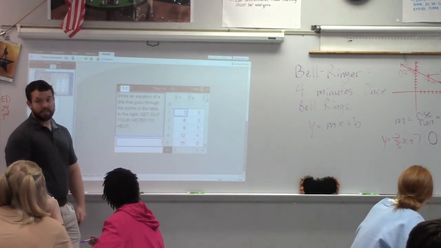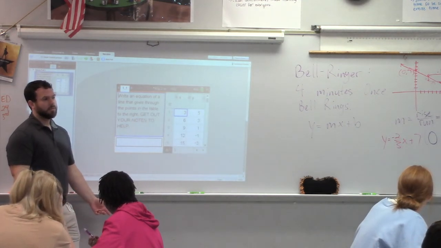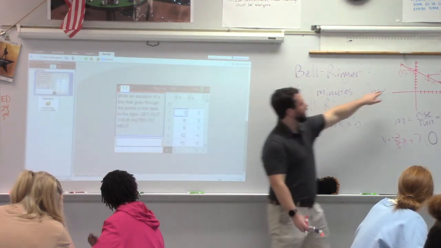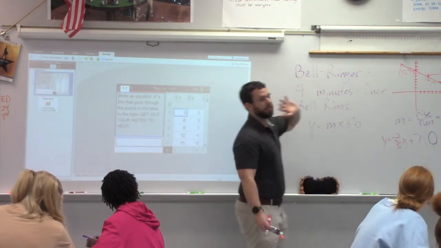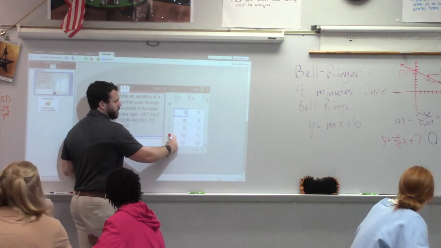Now, can I get it from the table? Because what do I need for the x value? To have a y-intercept, the x value has to be 0. It has to be a 0. So I have a pattern here. What's happening to the x every time?